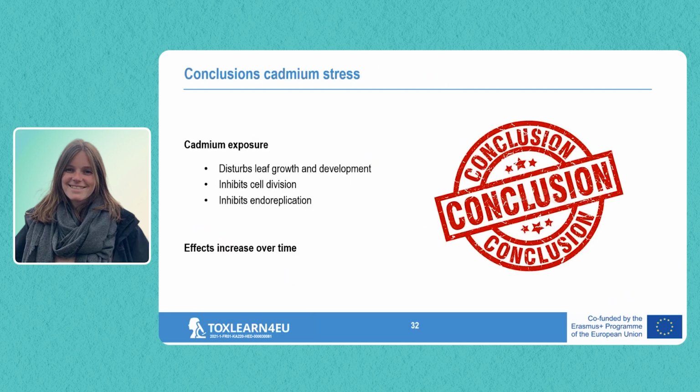So to conclude, I saw that cadmium exposure disturbs leaf growth and development, and that this is a result of inhibition of cell division, but also inhibition of endoreplication. So both variants of the cell cycle are affected. And I also saw that the effects increased over time, because after 12 days of exposure, the effects were much more pronounced than after 3 days of exposure.